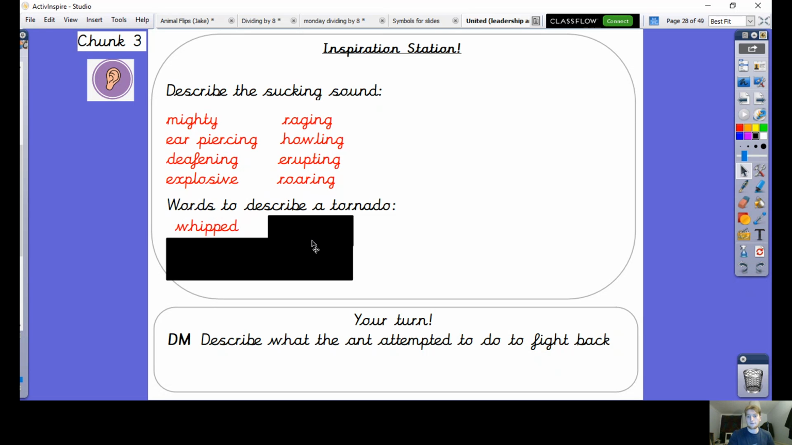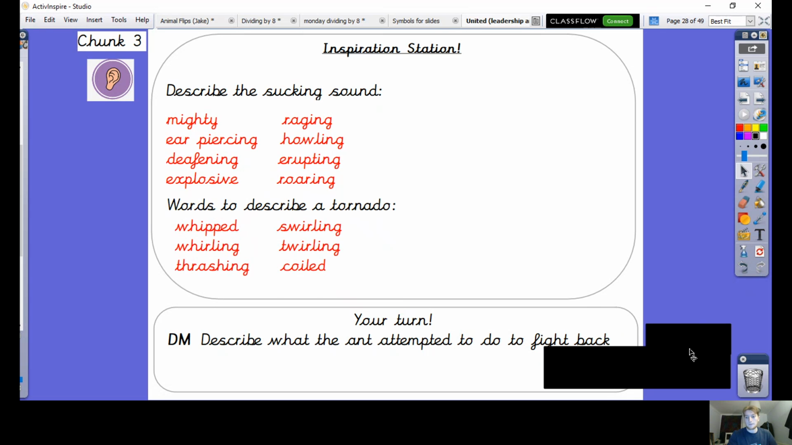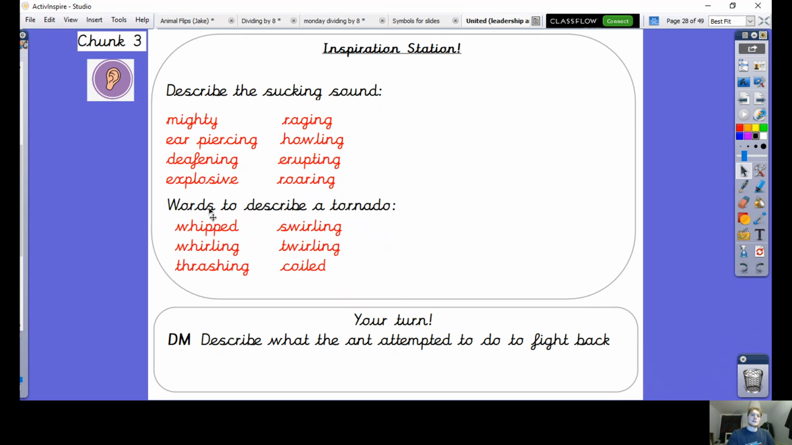Great, so we should have come up with a few more words. Here's some other ones that I thought of. So, words to describe a tornado. Whipped, the tornado whipped. Whirling is another nice word for a tornado. It's whirling around, and you could almost say they're similar to swirling and twirling as well. It's that sort of motion of the tornado twisting really quickly. Thrashing shows that the tornado can be quite violent, maybe, and then coiled as well, which could show again that the tornado is twisting around.